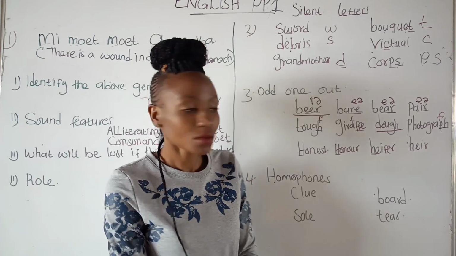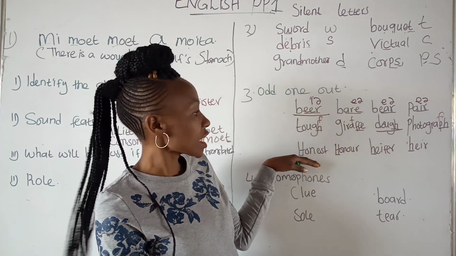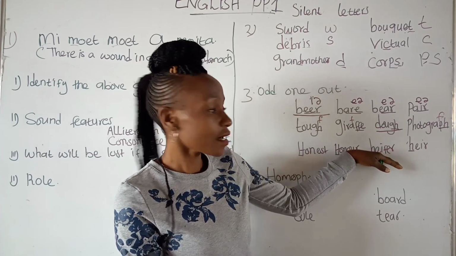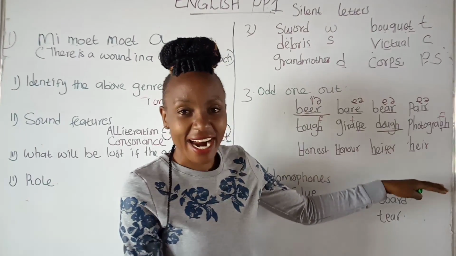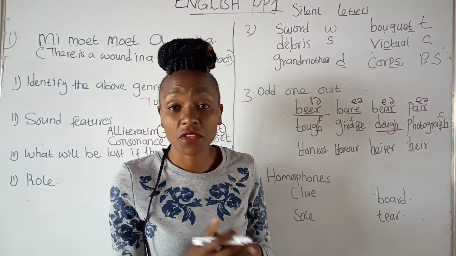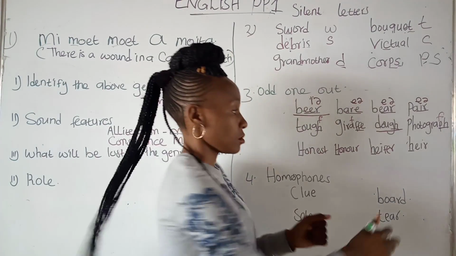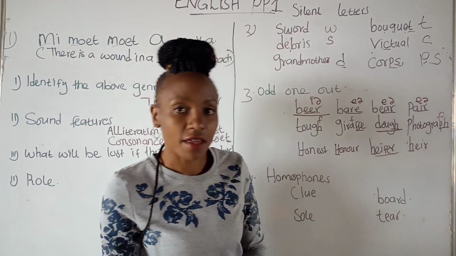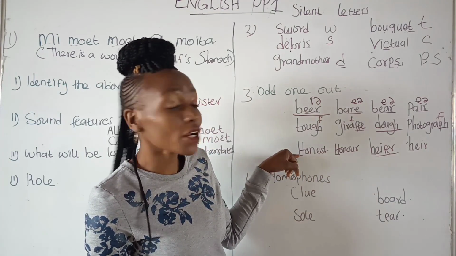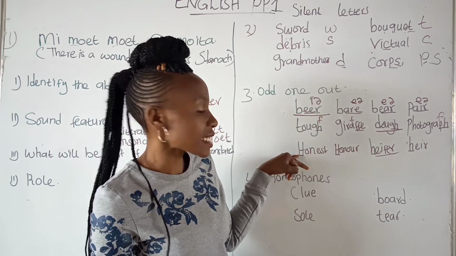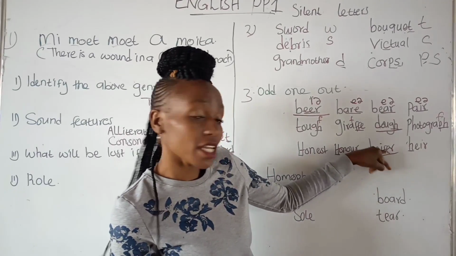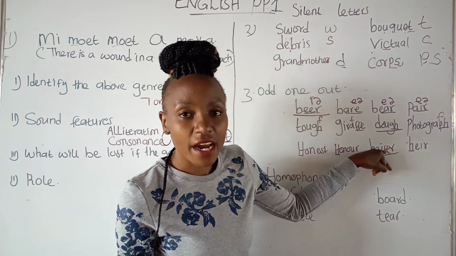Lastly, honest, honor, heifer, air. So as you can see, you already have the answer. If you know the correct pronunciation now, it is the heifer. Because the H in honest is not pronounced, it is silent. But here we pronounce the H, heifer.